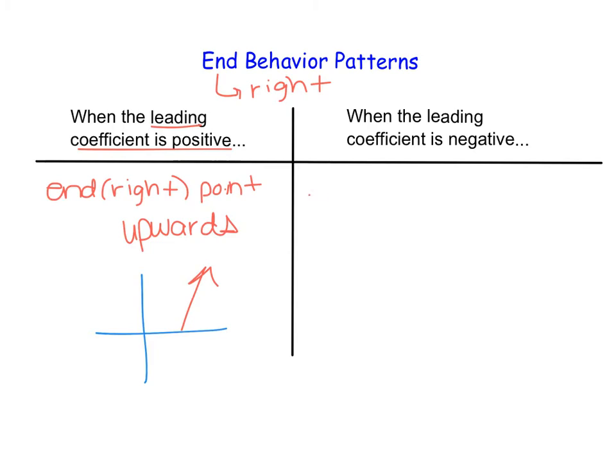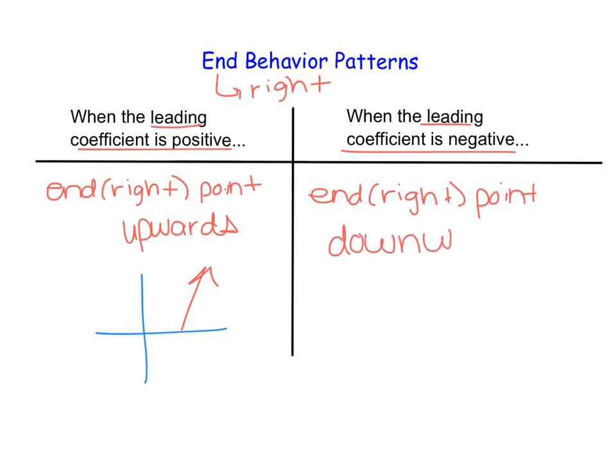And then flipping that around, if you have a leading coefficient that is negative, the end, or the right side of the graph, is going to point downwards. So we're going to have some sort of graph that ends pointing downwards.